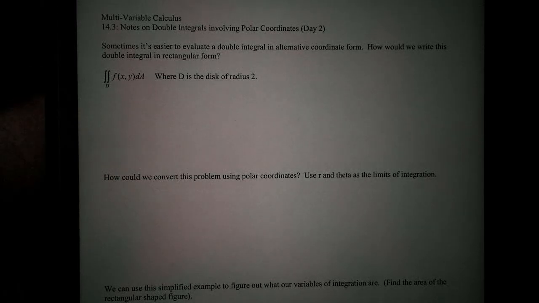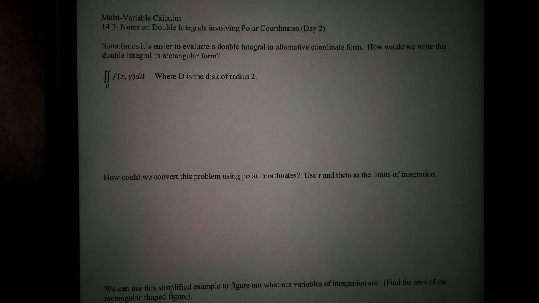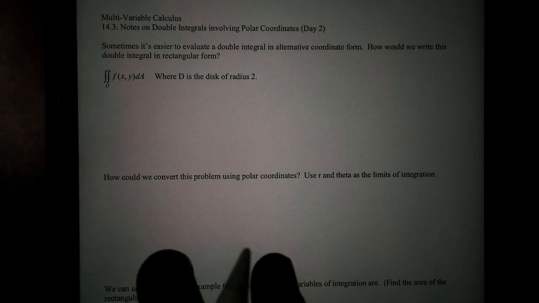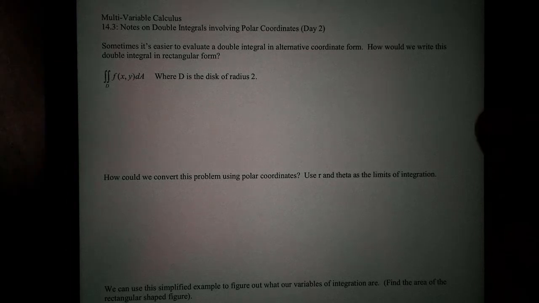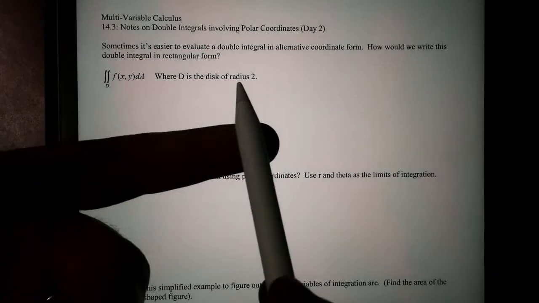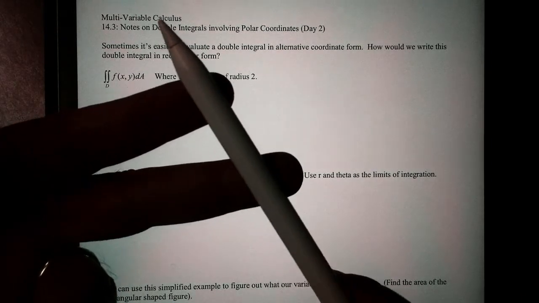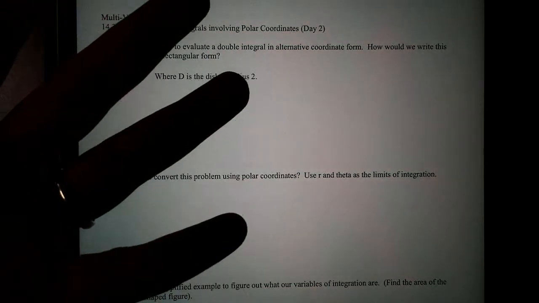Today we're going to continue our discussion on polar coordinates and the double derivative. So when we work on these problems, it's important to know that a lot of times we can solve different integrals using different coordinate systems. We have the rectangular system, we have the polar system. Later on we're going to talk about the cylindrical and the spherical systems.